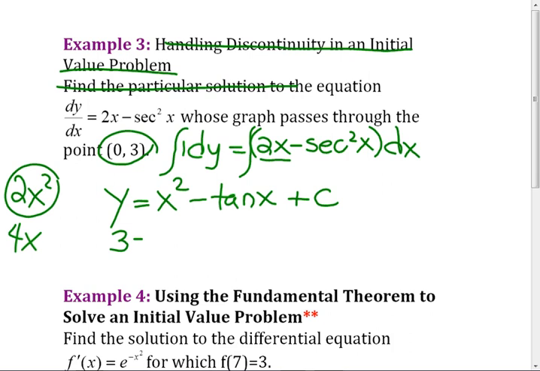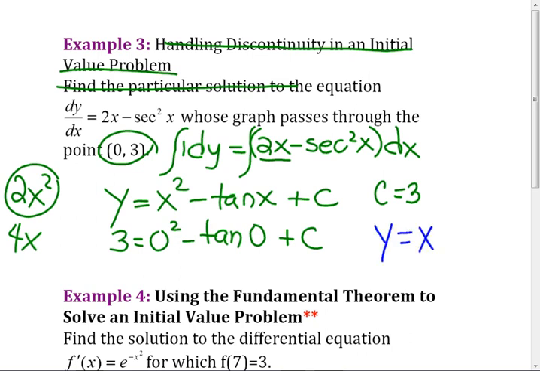So 3 equals 0 squared. If you don't know the tangent of 0 on the free response, leave it the tangent of 0. It is 0. I want to know that you know that. Okay? So what's c equal to? C is equal to 3, so my answer is, I'll change colors, y equals x squared minus the tangent of x plus 3. You should always check when you solve a differential equation.